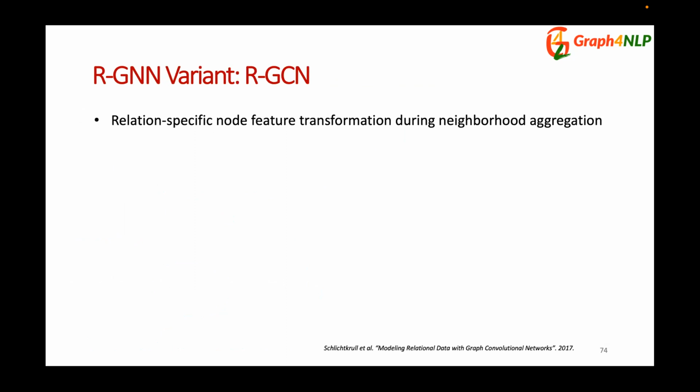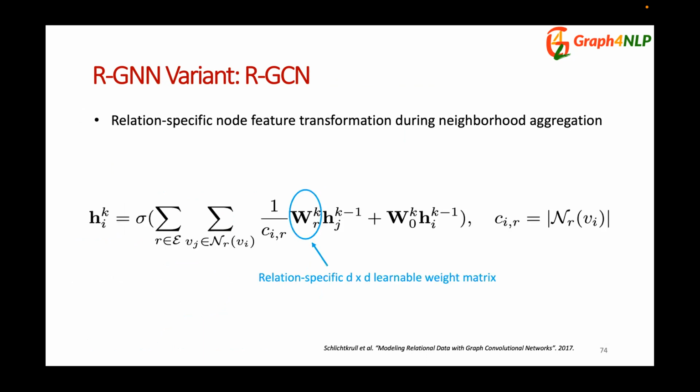And if we apply the RGN idea to GCN, we will get the relational GCN model. It basically introduces relation-specific node feature transformations during the node neighborhood aggregation, as we can see from this equation. Here we have a relation-specific d by d learnable weight matrix applied to the node embeddings during the aggregation process, and we do node aggregation per relation type subgraph.